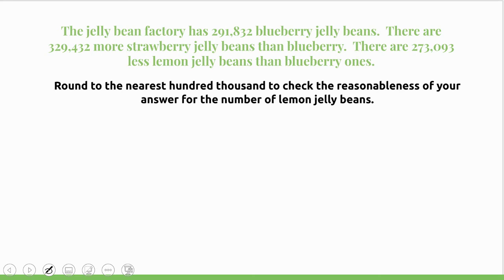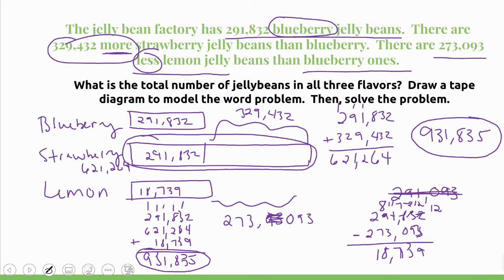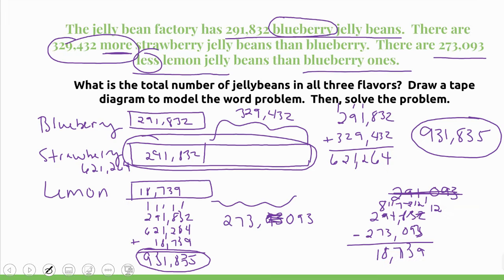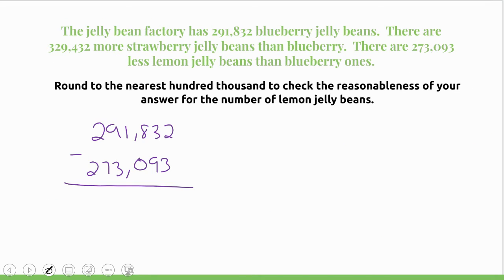Okay, so to get my lemon jelly beans, here's what I did. I took the amount of blueberry that I had and I subtracted 273,093. So I've got 291,832 and I have 273,093, which when I subtracted those, I found out that I got 18,739. I'm just going to write that there.